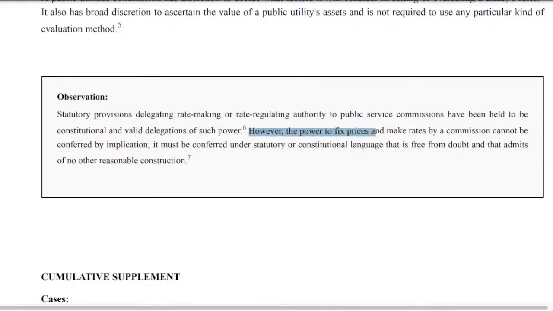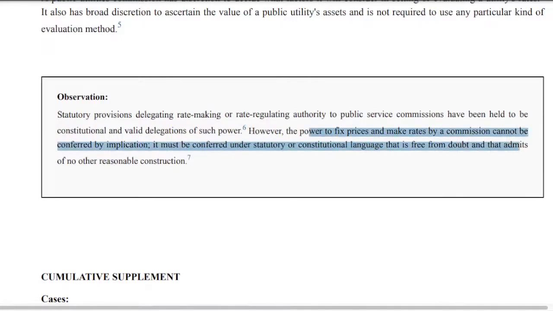However, the power to fix prices and make rates by a commission cannot be conferred by implication. It must be conferred under statutory provisions. See, the statutory provisions delegate rate making. So it has to be conferred under statutory or constitutional language that is free from doubt and admits of no other reasonable construction.